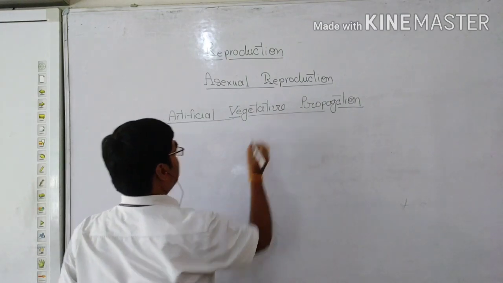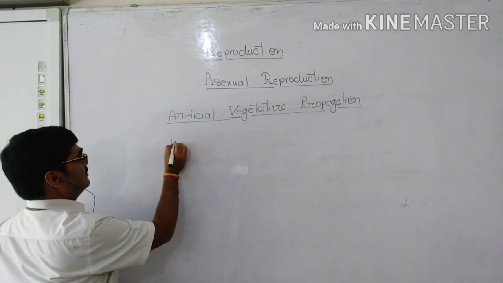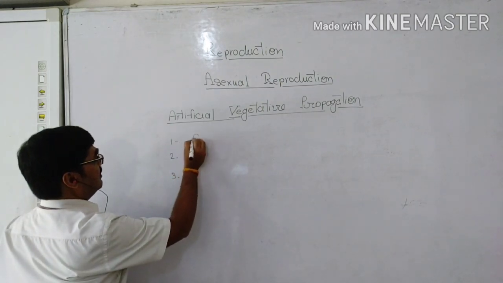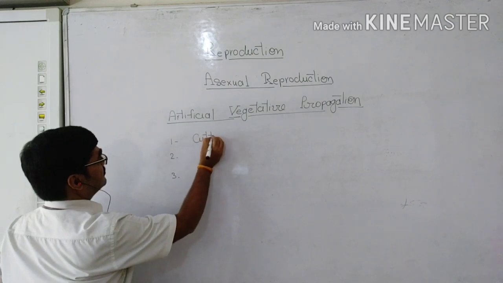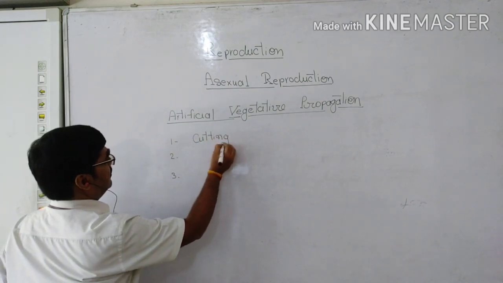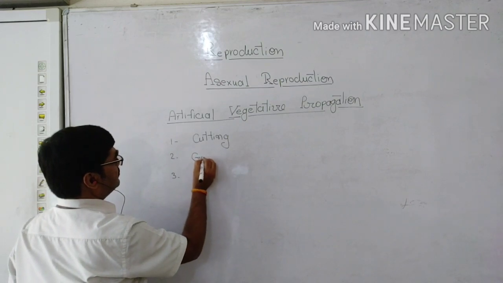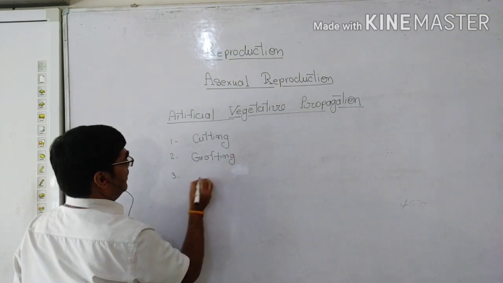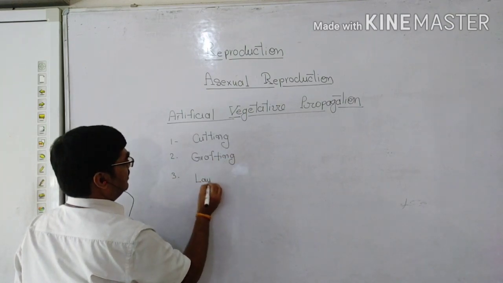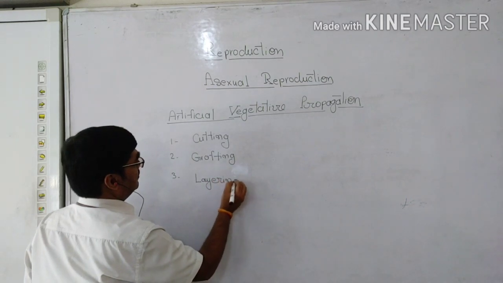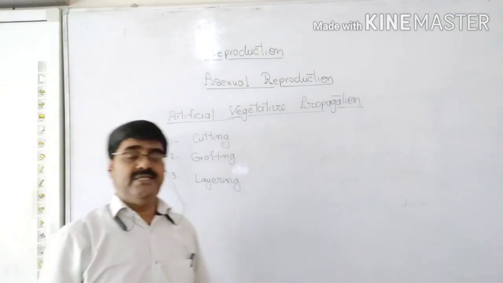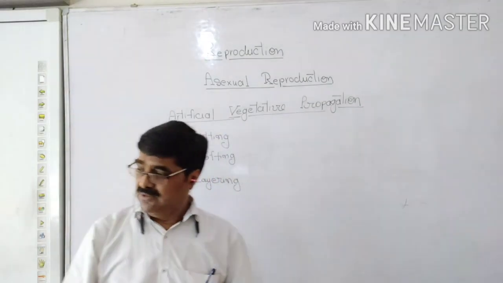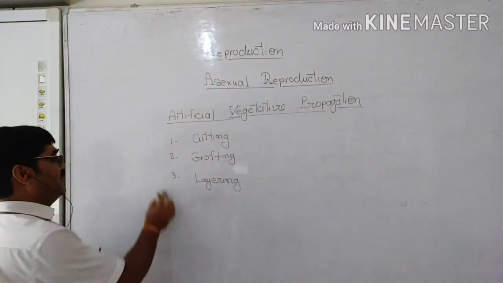Artificial vegetative propagation is of three types. Number one, cutting. Number two, grafting. And number three, layering. These are the three types of artificial vegetative propagation. These are three methods. So first we shall discuss cutting.